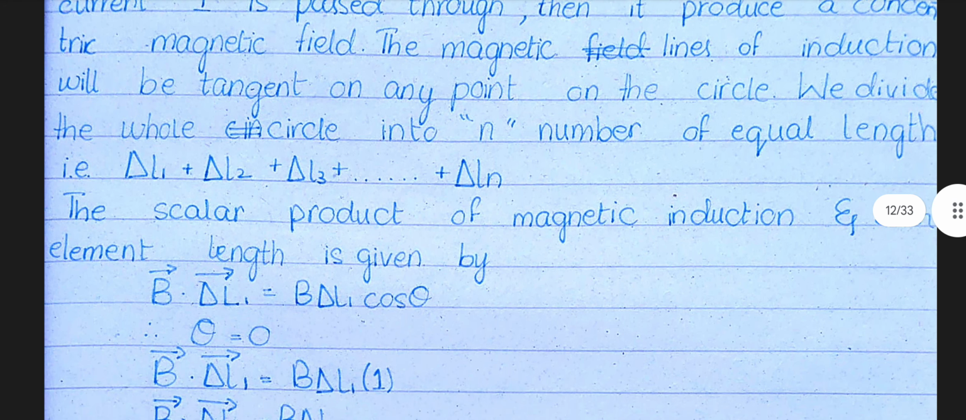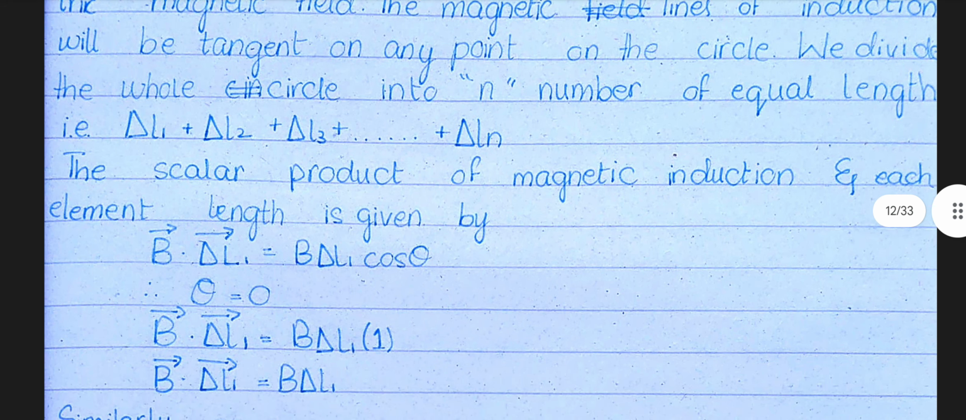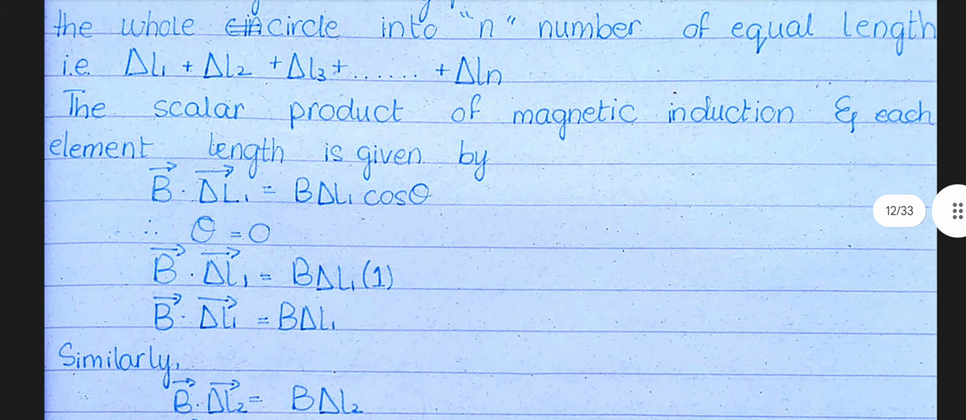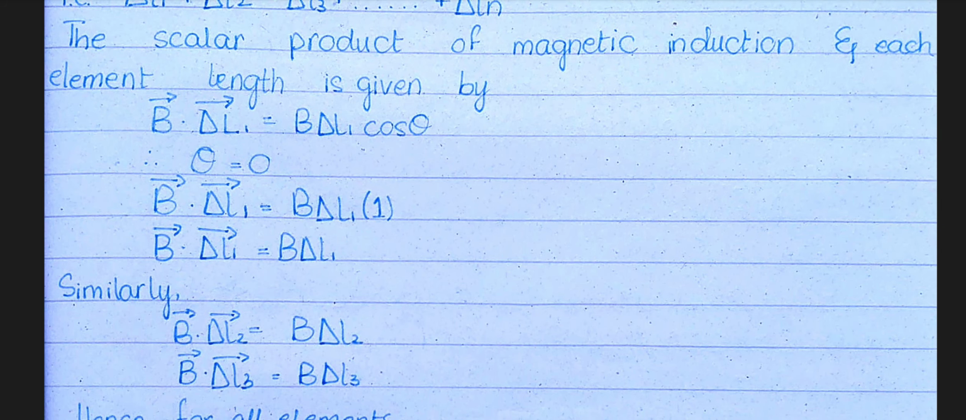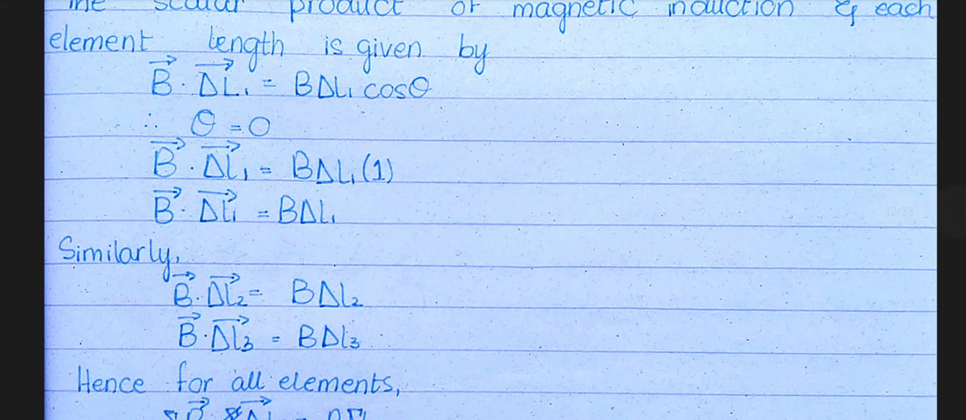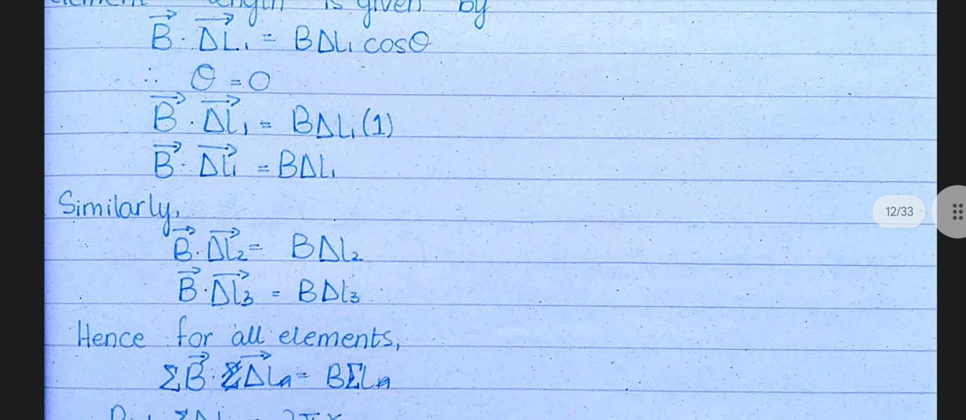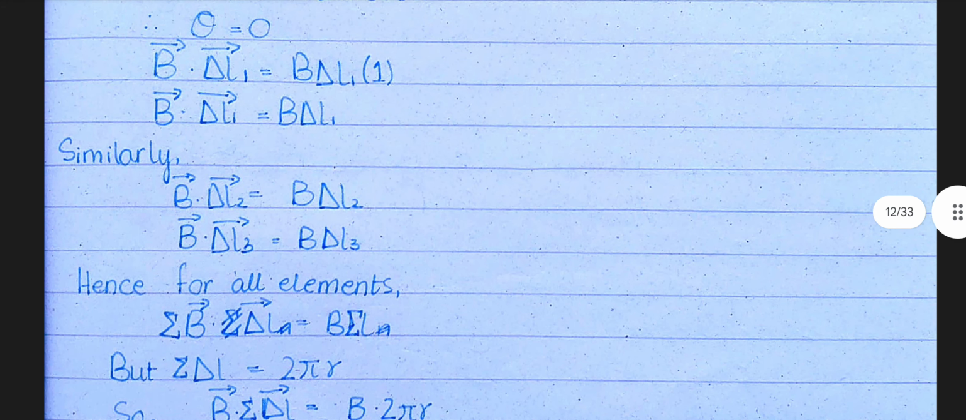The scalar product of magnetic induction and each element length is given by delta B vector dot delta L1 vector is equal to B delta L1 cos theta. Theta is equal to 0. B vector dot delta L1 vector is equal to B delta L1. Similarly, B vector dot delta L2 vector is equal to B delta L2, and B vector dot delta L3 vector is equal to B delta L3.